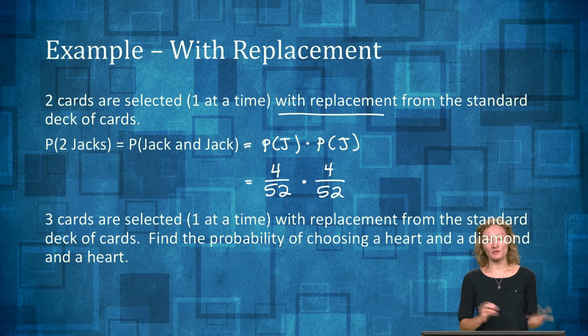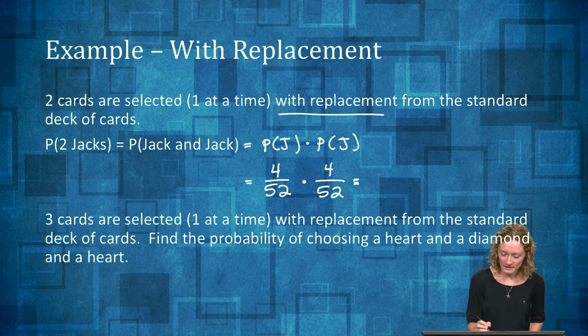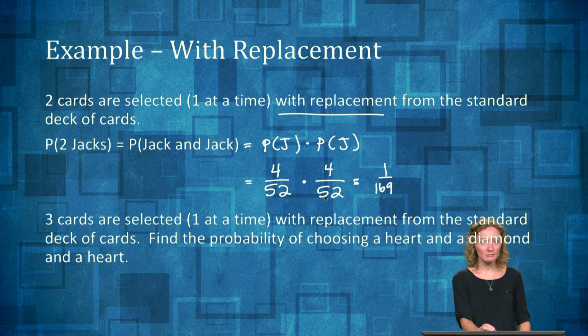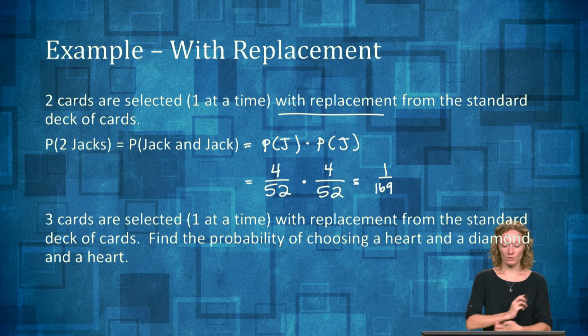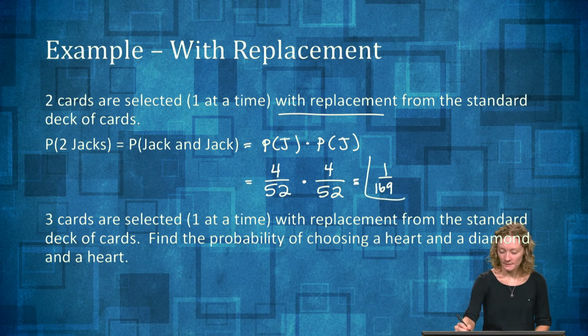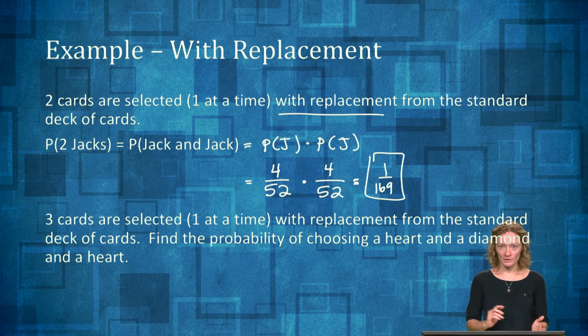You can simplify first or simplify later. It's up to you. I'm just going to do both at the same time. We get 1 over 169. Each of these simplifies to 1 over 13. 1 over 13 times 1 over 13 multiplies, so you have 1 over 169. We will distinguish between without replacement a little later in the video.